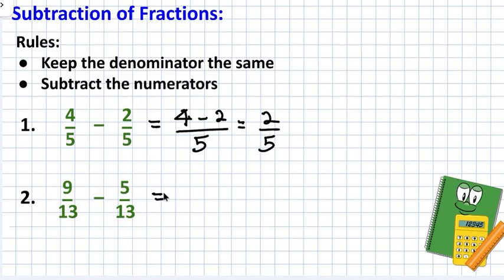For the second example, we have 9 over 13 minus 5 over 13. So we subtract the numerators, we say 9 minus 5 over 13 equals 9 minus 5 is 4 over 13. Alright, so there you have it. So this is how we add and subtract fractions with the same denominator.